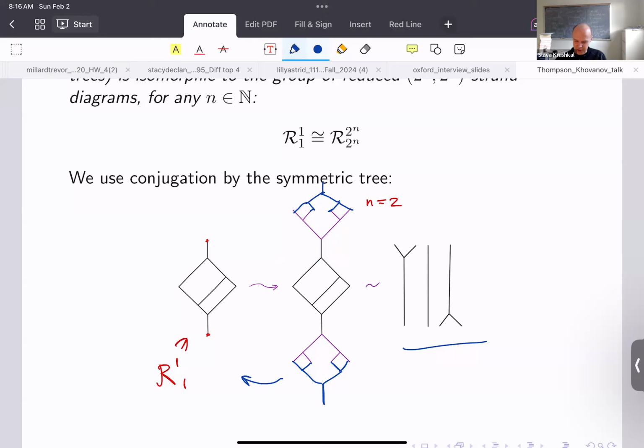And this is not the usual isomorphism. We're using the symmetric tree. I think typically in the subject they use what they call a right vine to relate the piecewise linear homeomorphism of the interval to piecewise linear homeomorphisms of the half line. But for our purposes that I'll explain in just a minute, it's more convenient to use the symmetric tree so that we end up with strand diagrams with 2 to the n points on the top and the bottom.